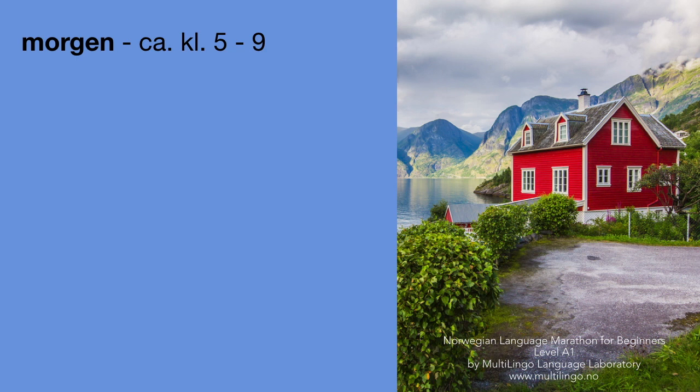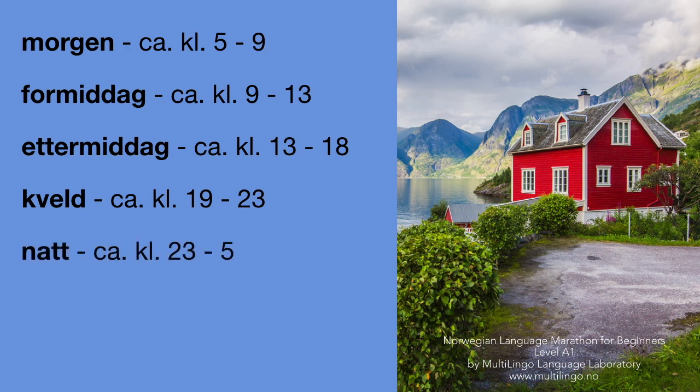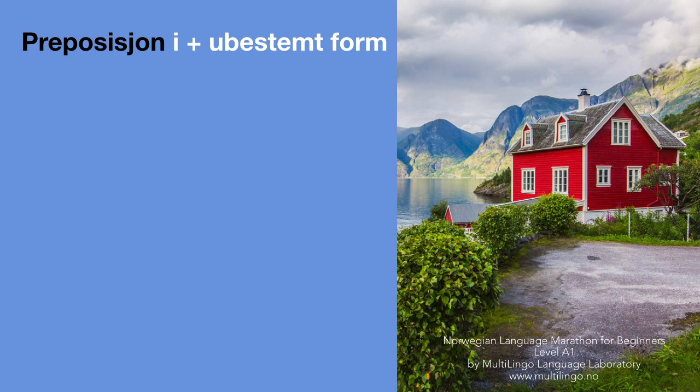Morgen normally means a morning, and it's from about 5 o'clock to 9 o'clock. Formiddag, this is the first part of the day, like before noon, 9 to 1 o'clock approximately. Ettermiddag, afternoon, from about 1 o'clock until 6, 7 o'clock. Kveld, evening, from 7 o'clock to 11 p.m. Natt, which means night, and it's about from 11 p.m. till 5 a.m.